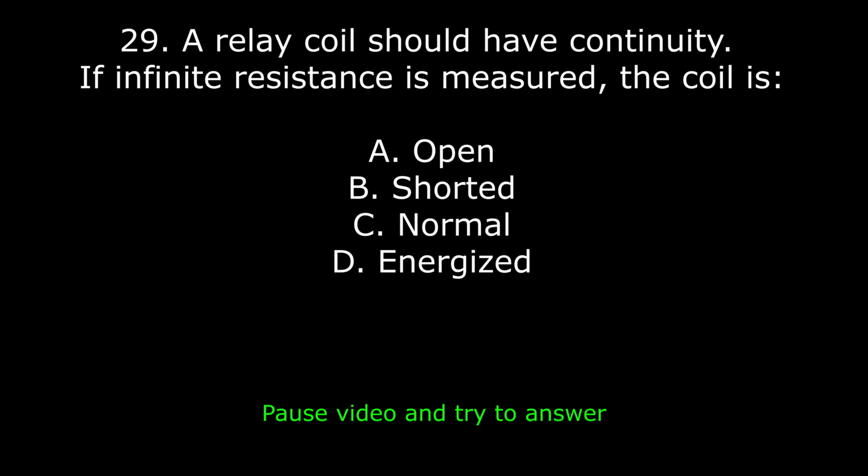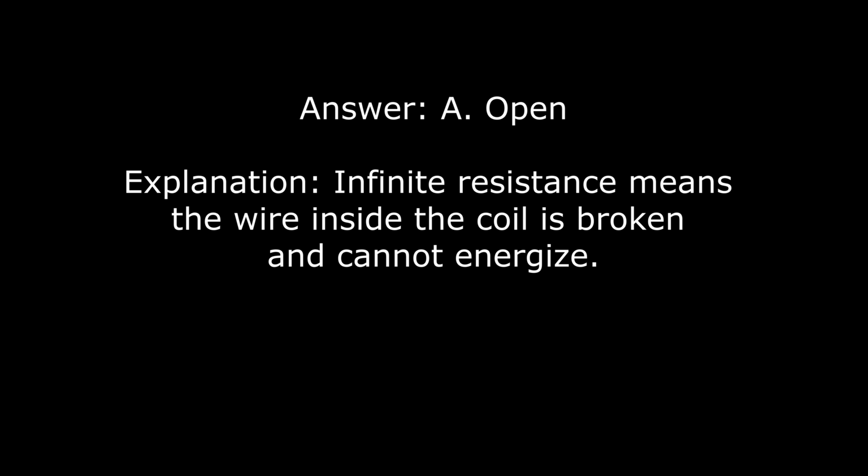29. A relay coil should have continuity. If infinite resistance is measured, the coil is: A, open. B, shorted. C, normal. D, energized. Answer: A, open. Explanation: infinite resistance means the wire inside the coil is broken and cannot energize.